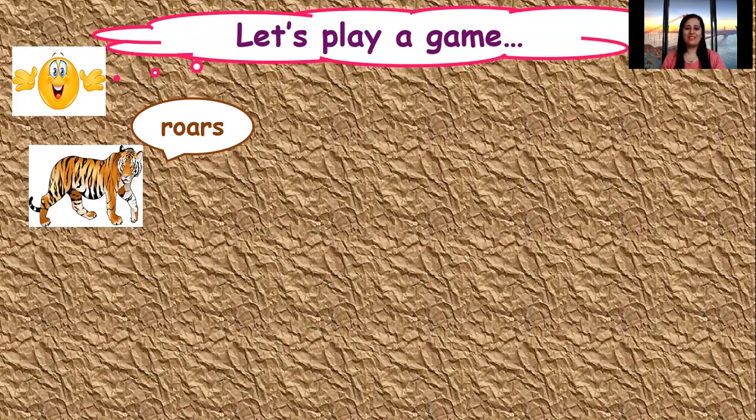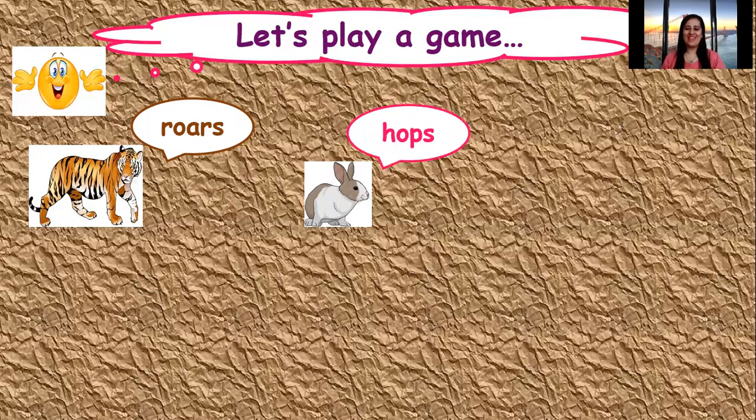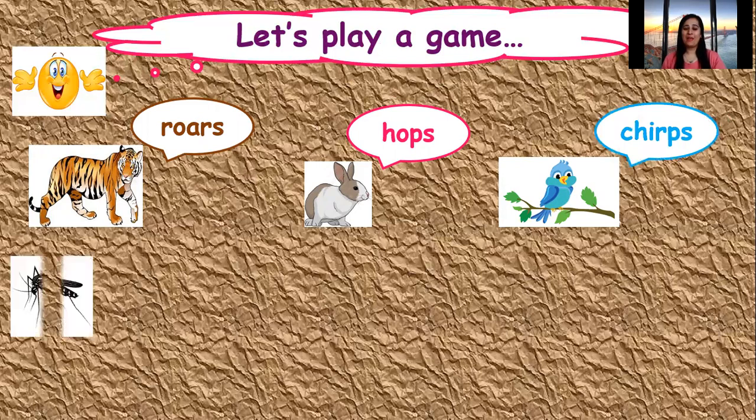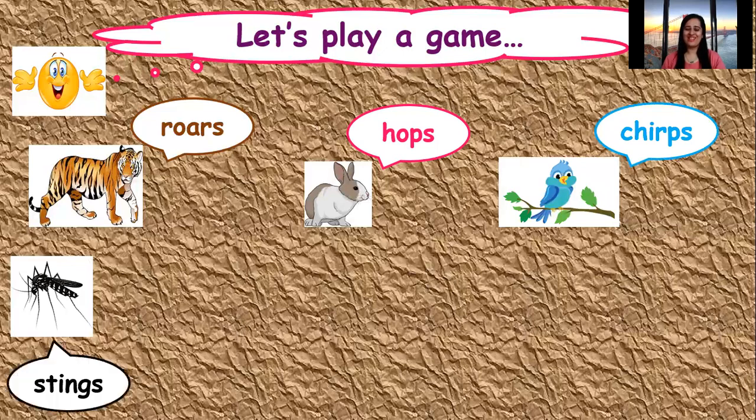Second animal, rabbit. Now what does the rabbit do? Think fast. The rabbit hops. Yes. Now the third animal, it's a bird. What does the bird do? Think, think, think. A bird chirps, right. Next is mosquito. What does the mosquito do? Think quickly. A mosquito stings, right.